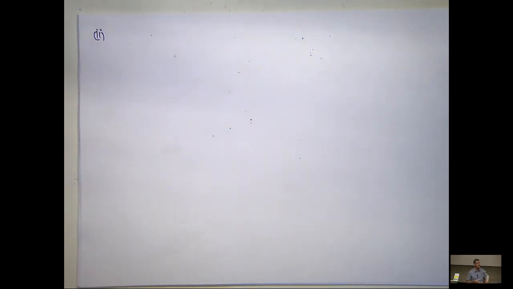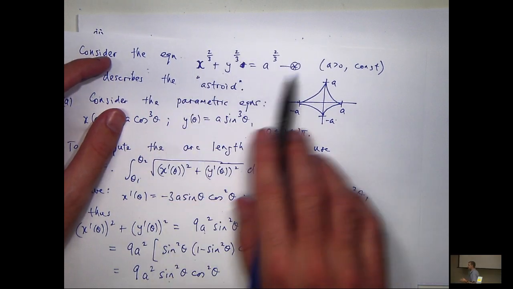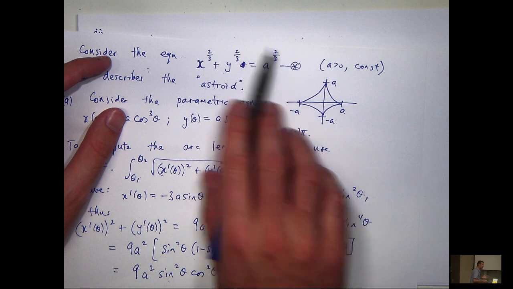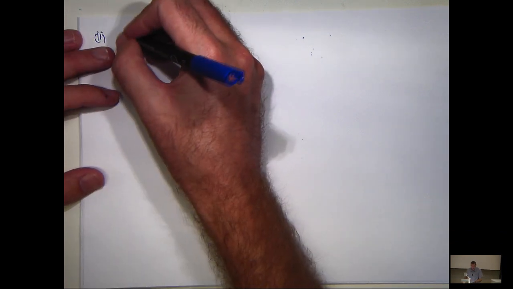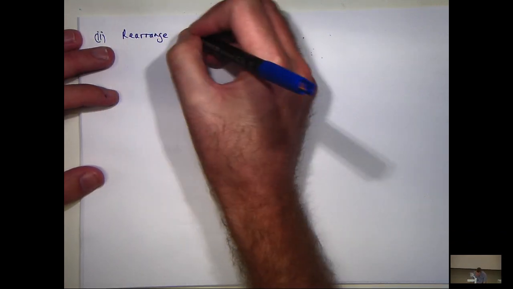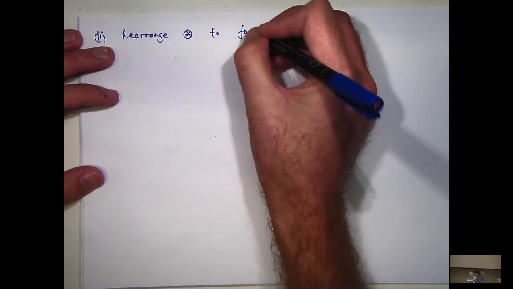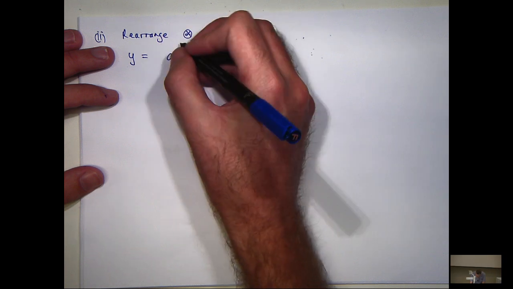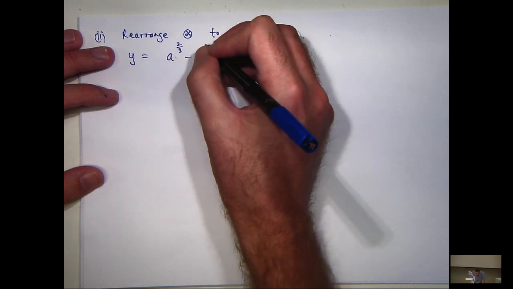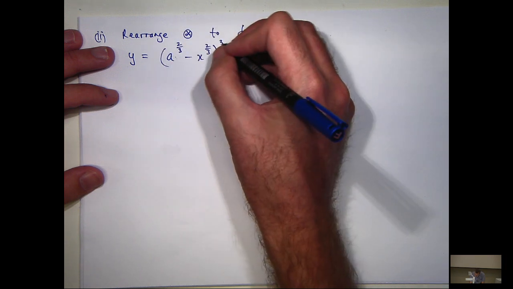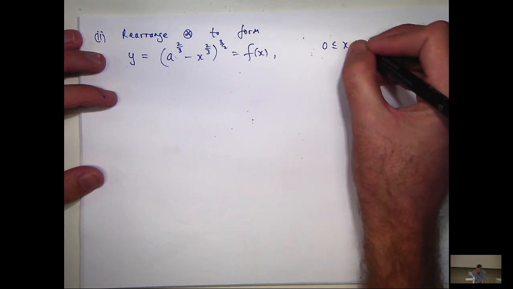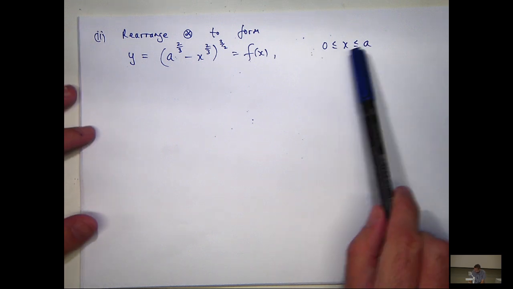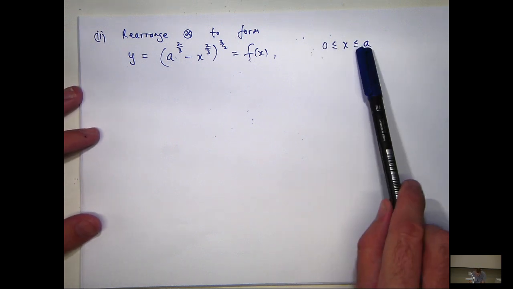Okay, so in part II, what we do is we take this starred equation and make y the subject. So we rearrange this, make y the subject, and then use the arc length formula in that form. So this is our function of x now, and the interval that we're interested in, the x interval, is from 0 to a.